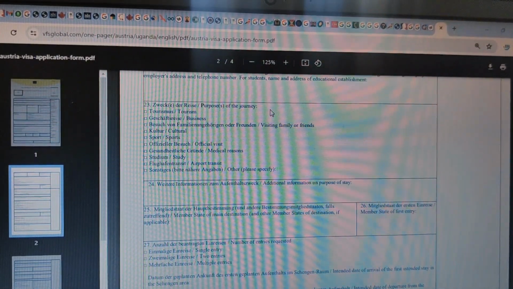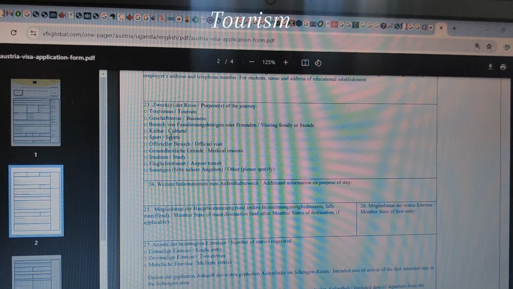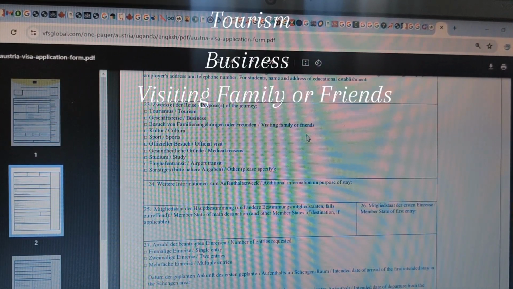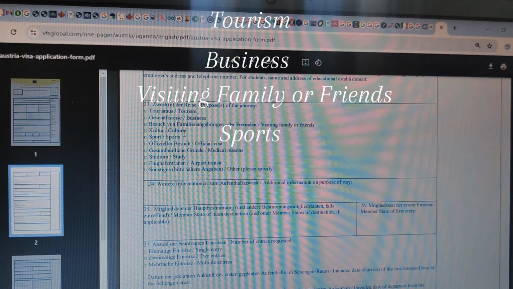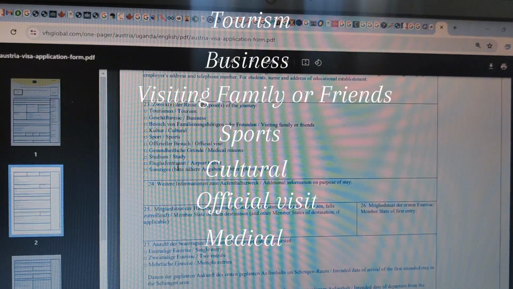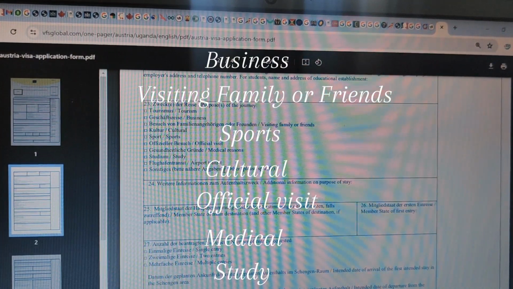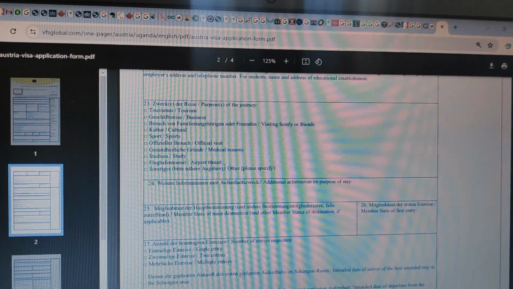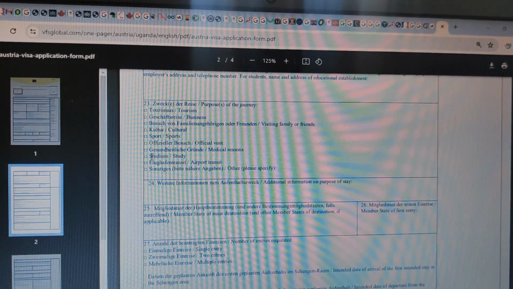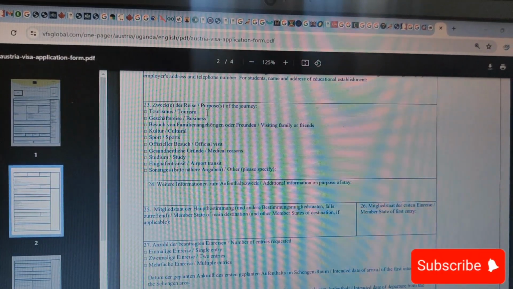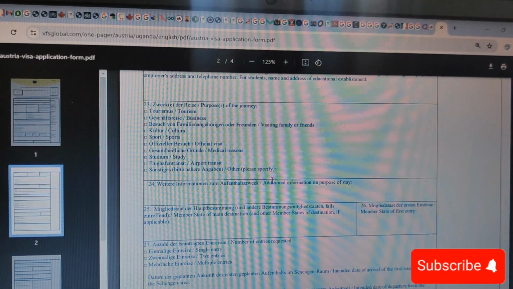Purpose of the journey. Tourism, business, visiting family or friends, sports, culture, official visit, medical reasons, study, airport transit, and others, please specify. You have to tick one of these. If not, you specify what applies to you if the options don't suit your needs.